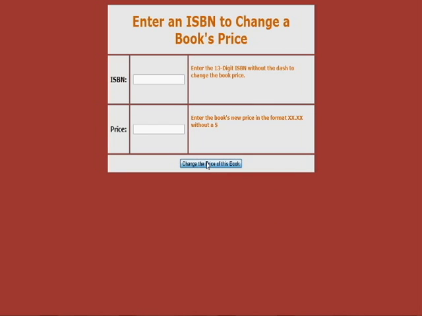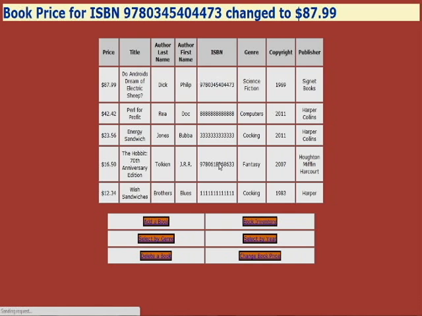Once again, if I just try to do things, I've got required field errors. Let me enter the ISBN there, and let's say this is a collector's edition. So it's going to be worth, you know, $87.99. Okay, let's change the price. It used to be $10 and change. It is now $87.99, and it's arranged by price.